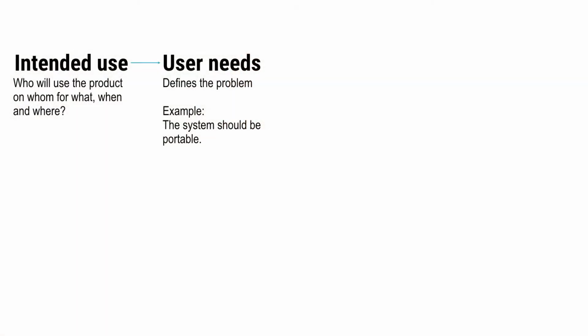I will now be putting these terms and a few more into a context. Please note, this is just the introduction to get the terminology in place on a basic level. We will be coming back to all these areas again during the rest of the course. Now, the intended use was the statement on who will use the product for what and so on. User needs should be based on the intended use, which I think makes perfect sense. We have used a simple example for a user need, which is that the system should be portable.